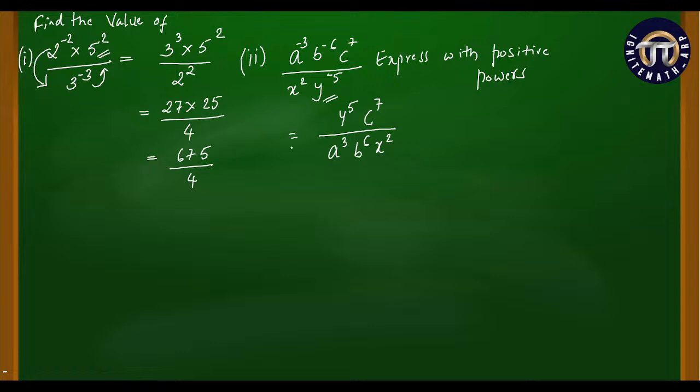Clear, children? As I told you, once again I just repeat, 2 to the power of 4, if I am writing, this 4 is called a power, or it's also called an index, or it's also called an exponent. And this 2 is called the base. Is it clear, children, all of you?